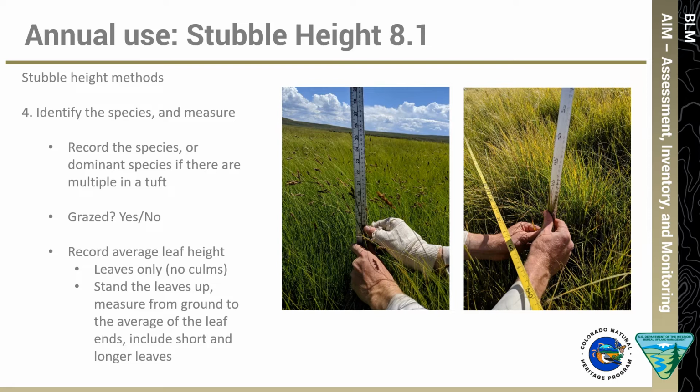All leaves, grazed and ungrazed, are measured from the ground surface to the top of the remaining leaves. All leaves within the tuft should be lifted to determine their length. Account for very short leaves as well as tall leaves.